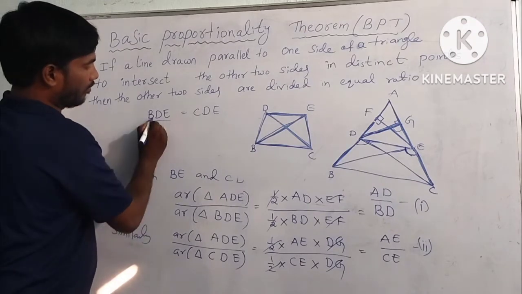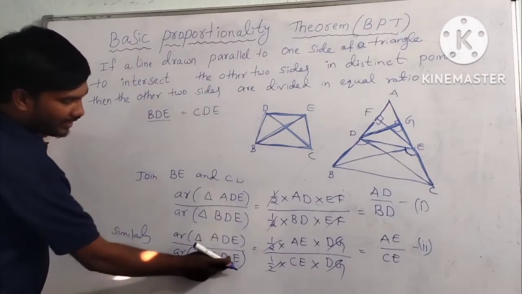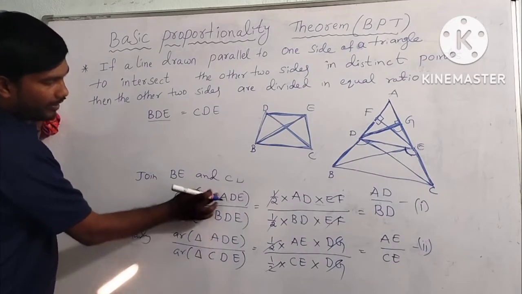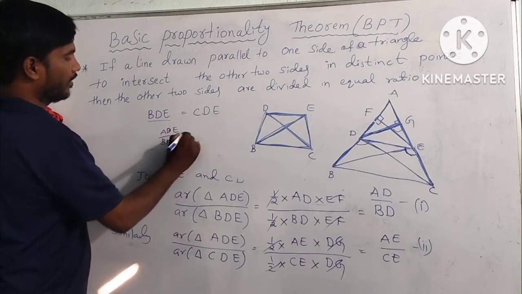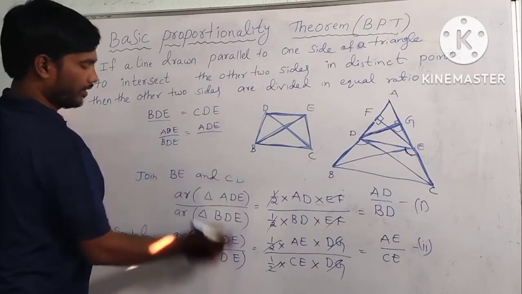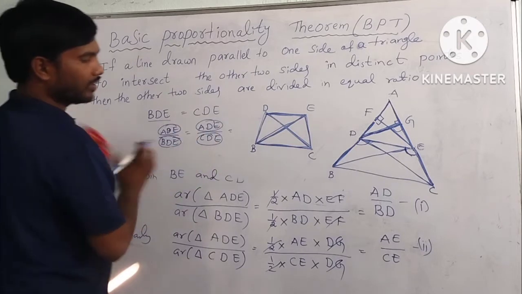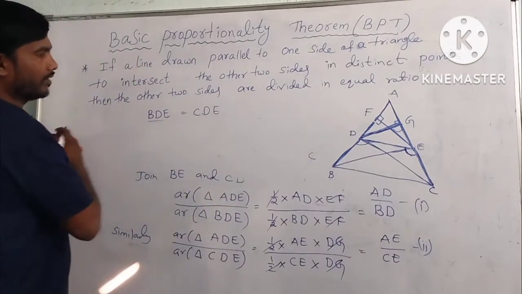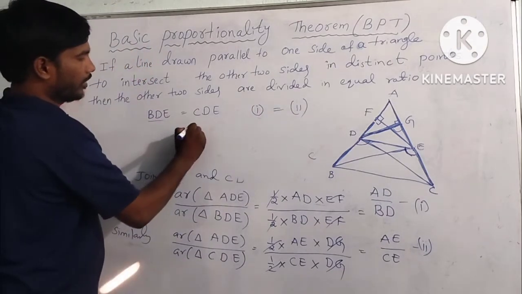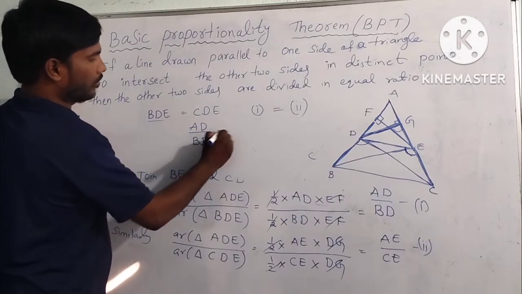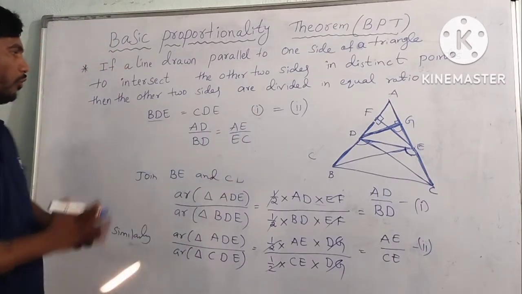So if BDE and CDE are equal, then see, ADE by BDE equals ADE by CDE. If these two denominators are equal, and the numerators are already equal, then automatically 1 equals 2. So AD by BD equals AE by EC. This is the basic proportionality theorem proof. So here we need to mention the point.